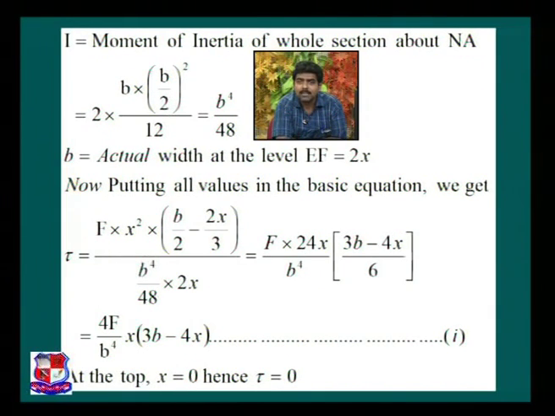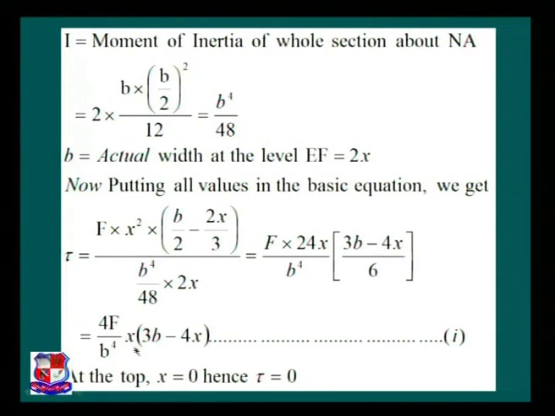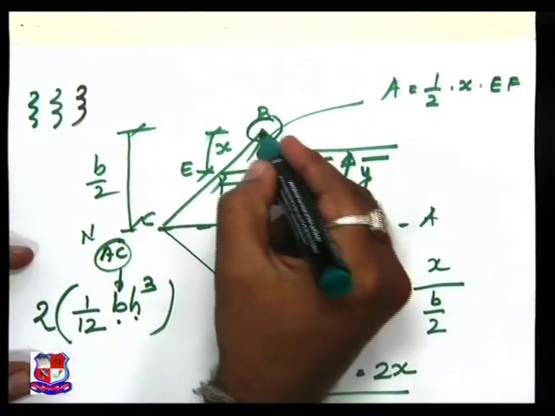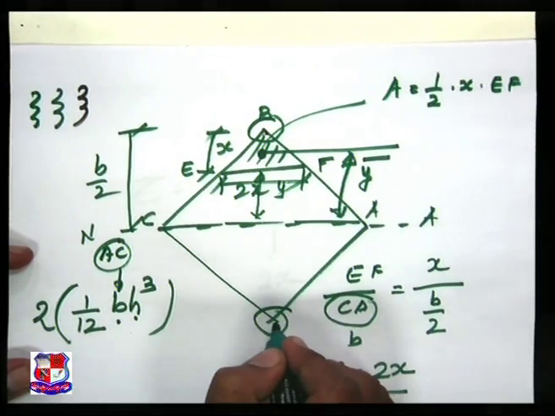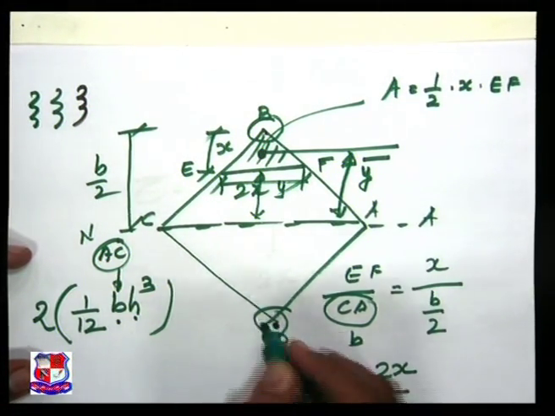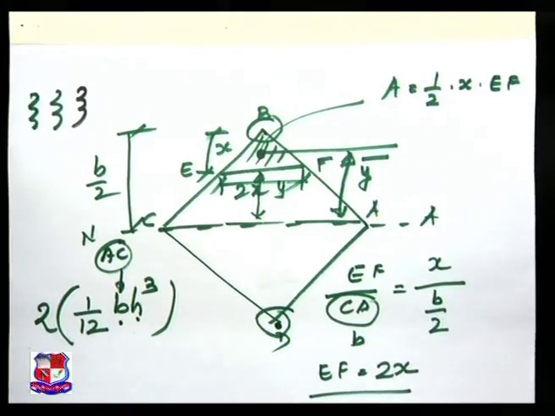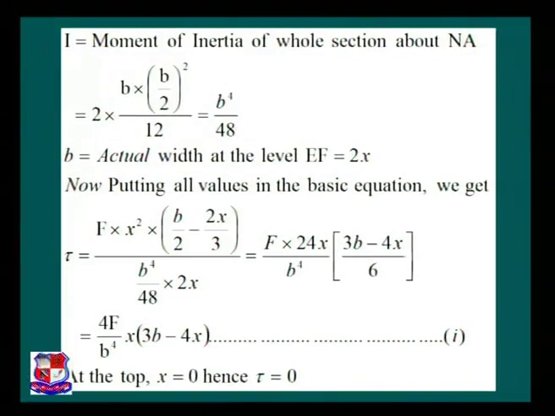Now at the top, x is equal to 0. So when x is equal to 0, this 4F by B raised to 4 into 0, the answer comes 0. So we get tau is equal to 0. So at the top extreme fiber, if we refer to this tabletop, at this section and at this section, the value of tau is 0. It means that as x is equal to 0, the value of variation of shear stress at B and at D is equal to 0.